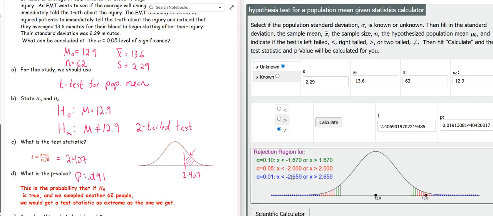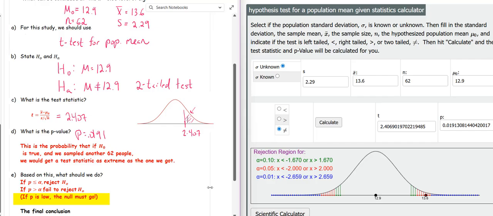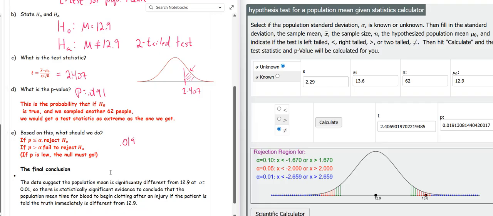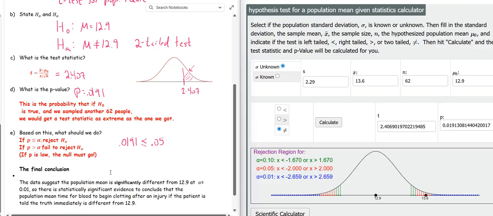So what should we do? The rule is, if p is low, the null must go. So in this case, the probability that if H0 were true and we selected another 62 people, we would get a test statistic as extreme as the one we got, that probability is pretty low. It's 0.0191. The p-value is less than or equal to our significance level, which is 0.05. Thus, since p is low, the null must go, we reject H0.